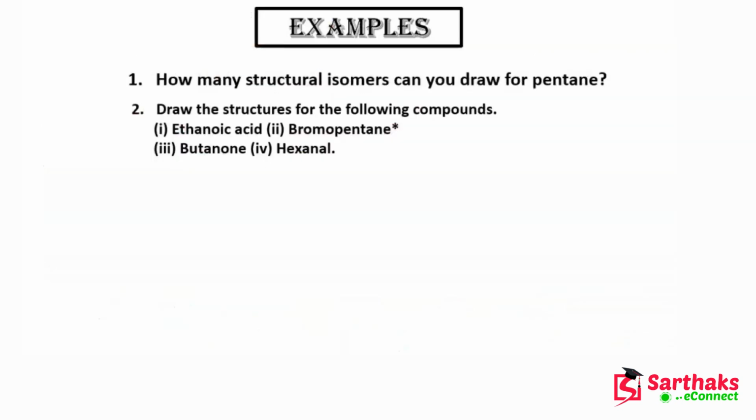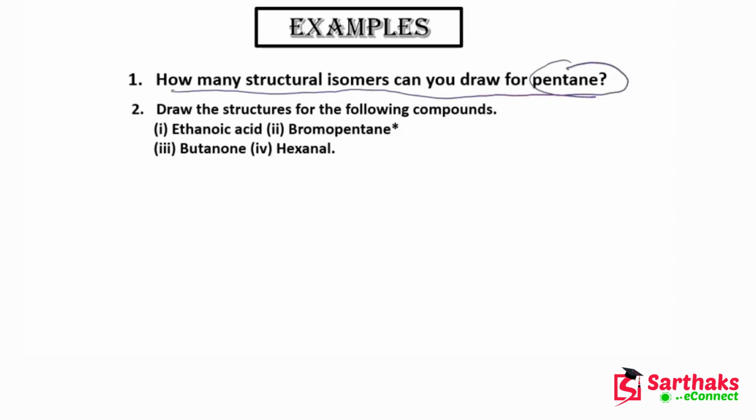Okay students, so here we are, and here we will be discussing some examples so that the concept will become clearer. The very first example: how many structural isomers can you draw for pentane? First of all, we should know how to draw the structure of pentane.